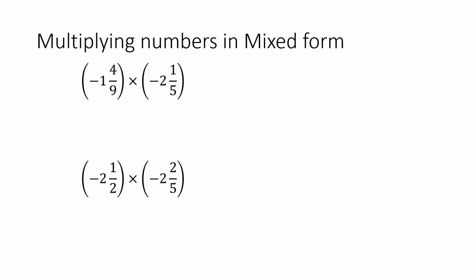Now, when they're in mixed form, I highly recommend putting it into improper form. So an improper fraction. So how to do that? Remember, we go 1 times 9 is 9 plus 4. So 9 plus 4 is 13. 13 over 9. And that's going to be a negative number. Okay. And then we go 2 times 5 is 10. Plus 1 is 11. 11 over 5. And again, negative number.